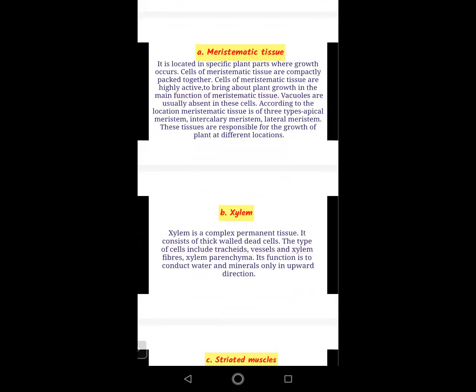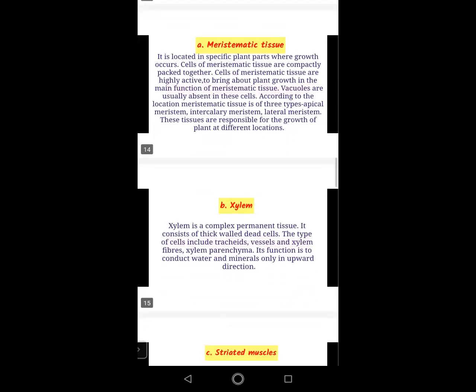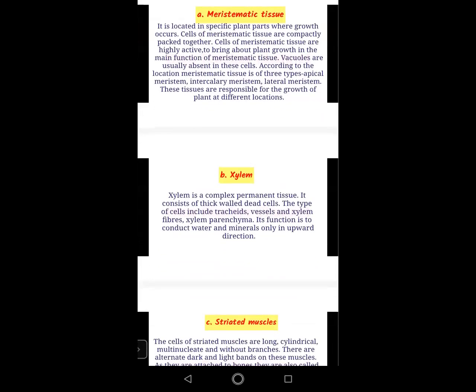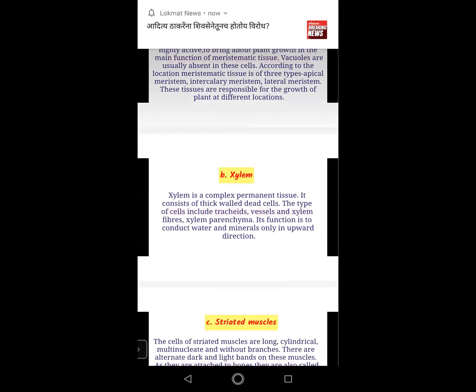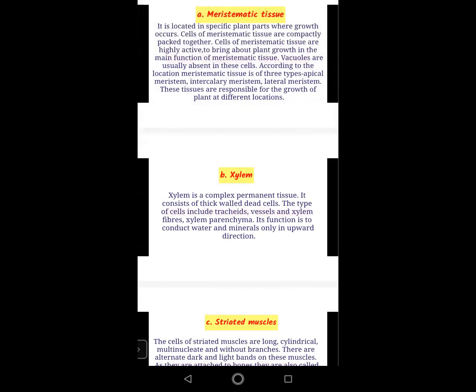Now about the xylem. Xylem is a complex permanent tissue. It consists of thick walled dead cells. The types of cells include xylem parenchyma. Its function is to conduct water and minerals only in the upward direction.